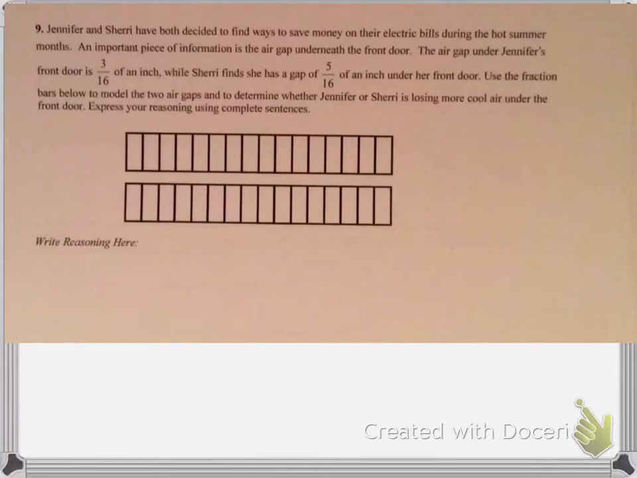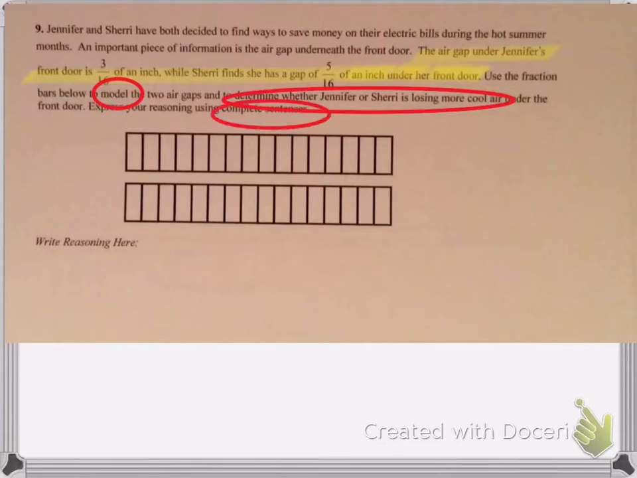All right, let's highlight the important information here. We know that the air gap under Jennifer's door is 3/16 of an inch, while Sherry has an air gap of 5/16 of an inch. And there's three things we have to do here. We have to model the two air gaps using the rectangles below. We have to determine whether Jennifer or Sherry is losing more cool air, and of course we have to do it in complete sentences.